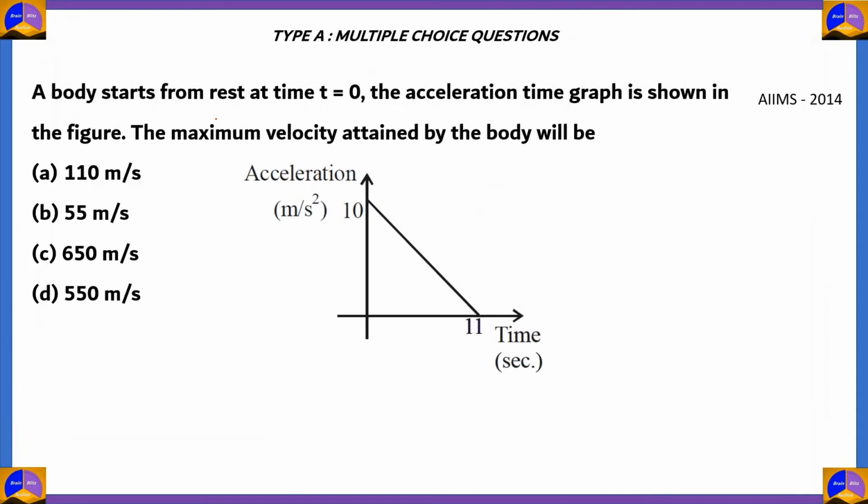Let's move on to the third question. A body starts from rest at time t is equal to 0. The acceleration time graph is shown in the figure. We need to find the maximum velocity attained by the body.